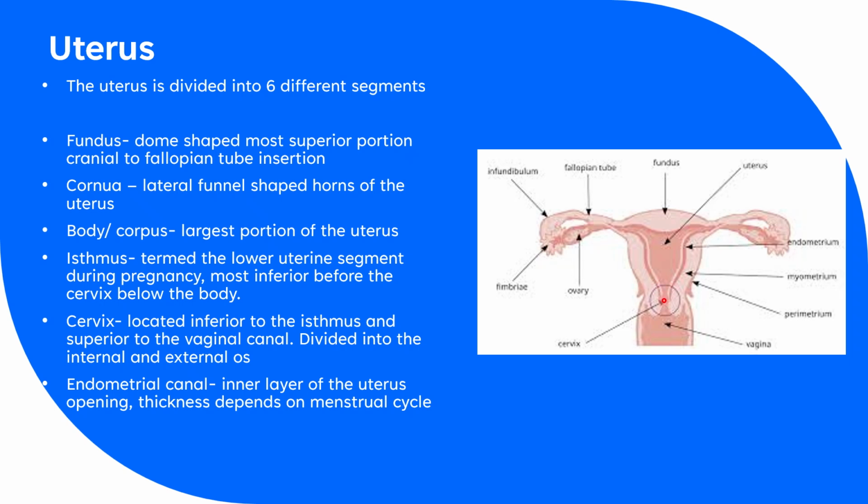Then we get into our cervix. This one's nice and open, but we have our internal os and our external os. So make sure that you understand that the cervix has the internal os, which faces into the endometrium, and you have the external os, which is continuous with the vagina. And then finally, we have the endometrial canal.